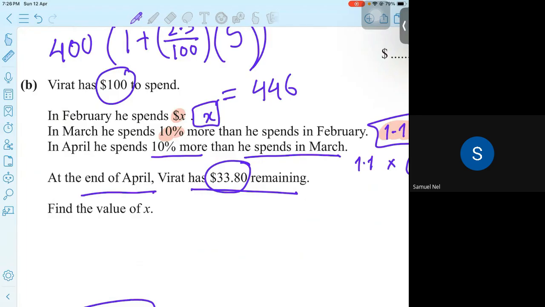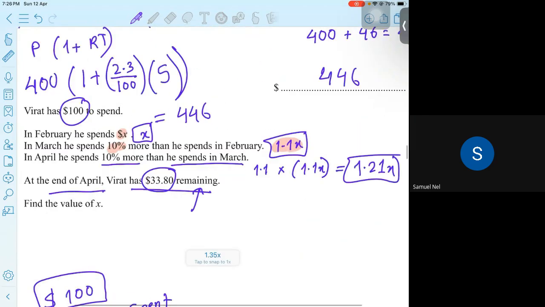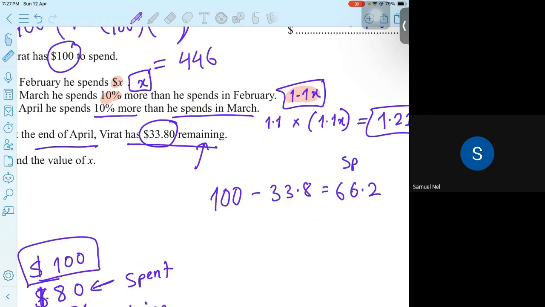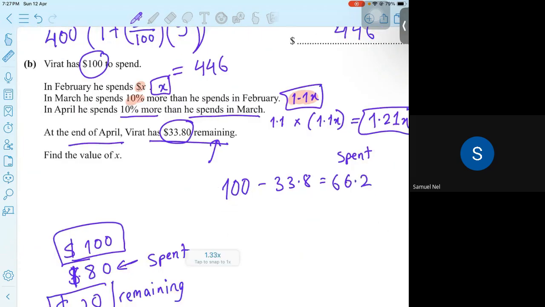A very common mistake in this paper was a lot of students were in a rush and they didn't read this properly. They just assumed that these three values, they're equal to 33.8. He did not spend 33.8. He had 33.8 remaining. That means he actually spent 100 minus 33.8 is equals to 66.2, if I'm not wrong. This is actually what he spent. Are you all with me? Okay, thank you so much.